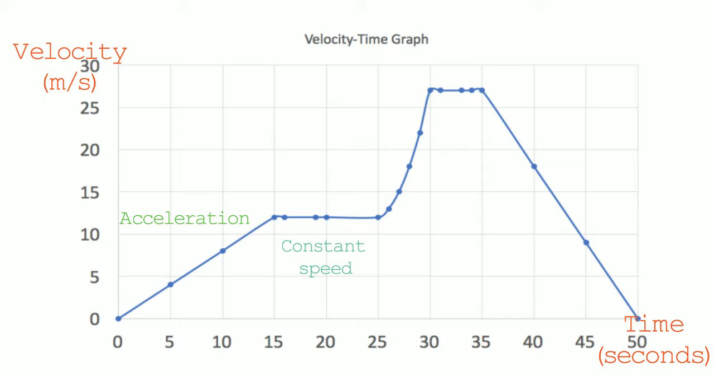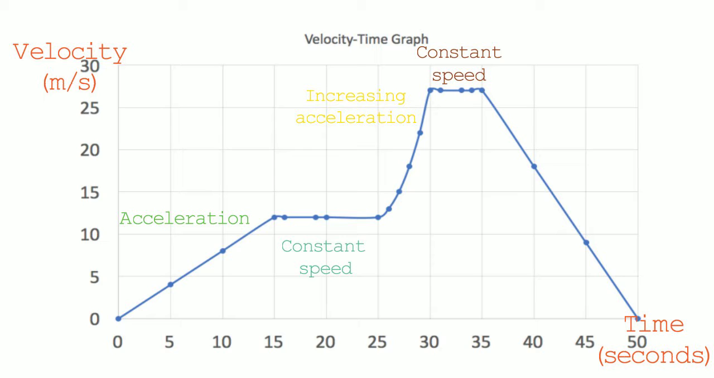The next period is between 25 and 30 seconds. In this period, the gradient of the line is increasing. The line is getting steeper and steeper. This means that the object is accelerating at an increasing rate. So in the first few seconds of this time period, the object speed is increasing, but only by a few meters per second. Towards the end of the time period, the object speed is increasing at an ever-increasing rate.